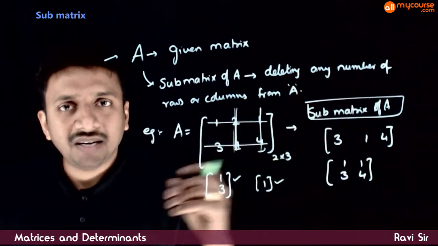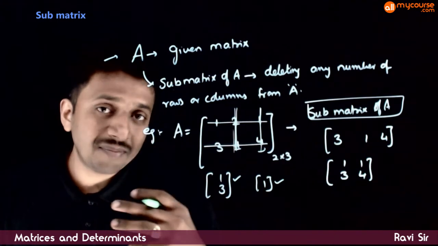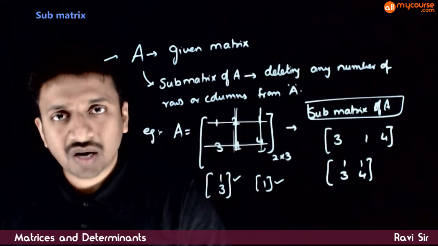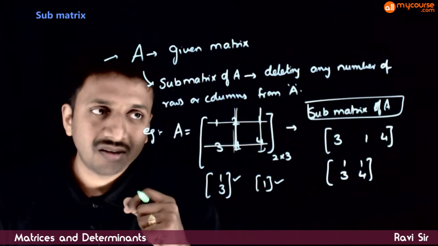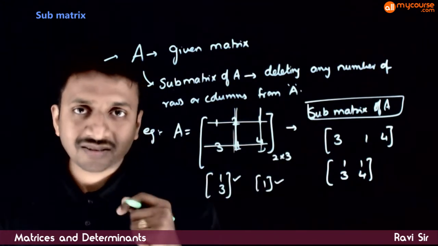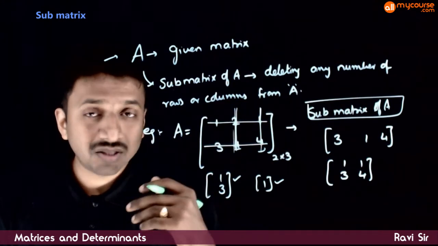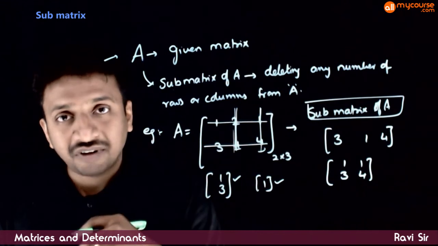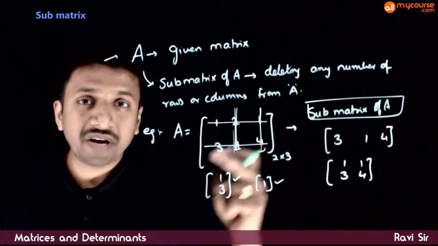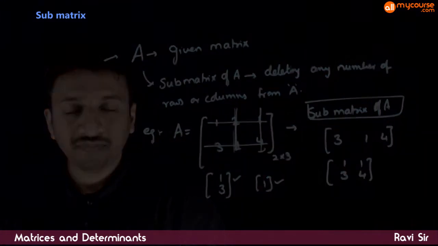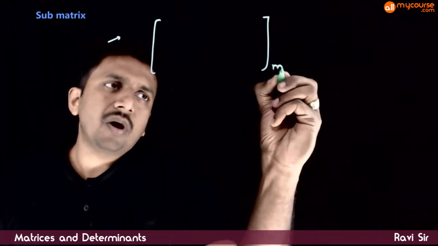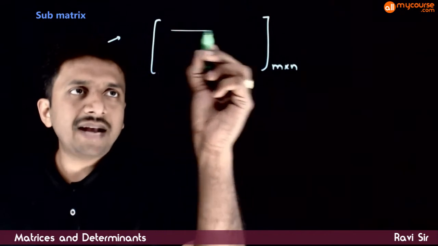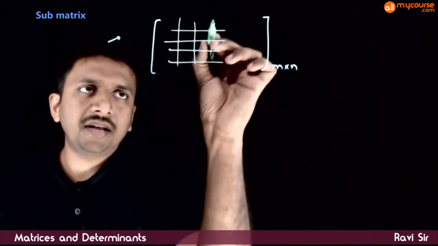So the matrices obtained by deleting some number of rows and some number of columns from the given matrix are called submatrices of A. Regarding submatrices, you have a very interesting question. If you have an m by n matrix, what is the total number of submatrices of a given matrix? A total of how many different submatrices can be written? We can solve this question using the concepts of permutations and combinations. So if you have a matrix whose order is m by n, it means the matrix has m rows and n columns.